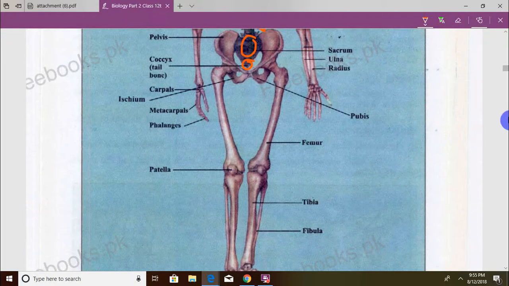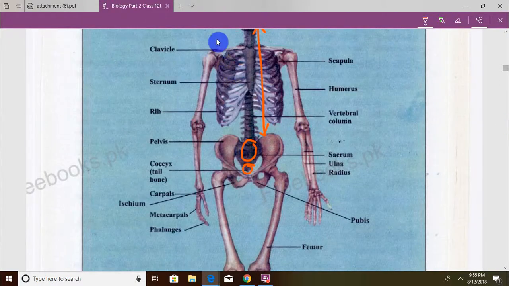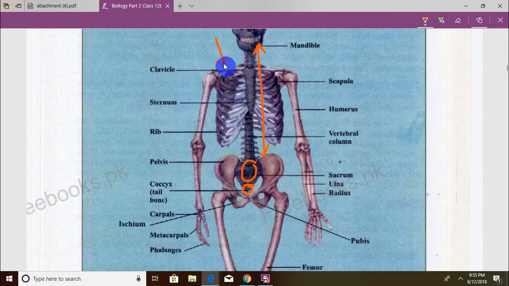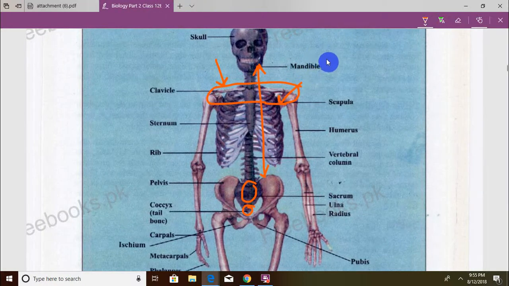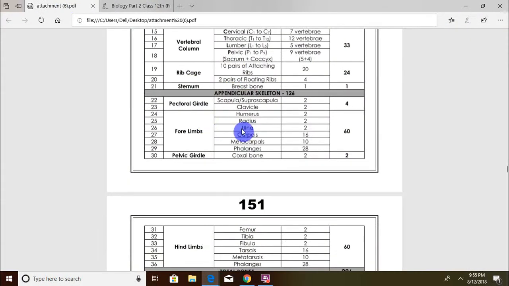And if we look over here, this is the clavicle or the collarbone, and the scapula is this triangle shaped thing over here, which is also called the shoulder bone. And these 2 bones make up what we call the pectoral girdle. And then we have the forelimbs, and we have 2 humerus, 2 radius, 2 ulna, 16 carpals, 10 metacarpals, 28 phalanges. And now let me elaborate.